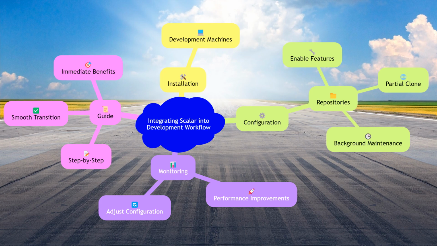Integrating Scalar into your development workflow involves a few straightforward steps. First, install Scalar on your development machines. Next, configure your repositories to use Scalar by enabling its features. This includes setting up partial clone and configuring background maintenance tasks. Finally, monitor the performance improvements and adjust the configuration as needed. This section will provide a step-by-step guide to implementing Scalar, ensuring a smooth transition and immediate benefits.